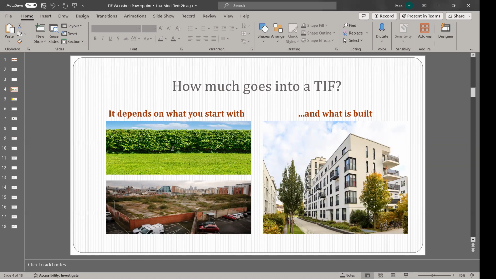Later on, what your TIF is going to actually generate will depend on what's actually built on there. On the right, we're looking at apartment units, but these could be offices, they could be a new commercial park. Even if someone just built a single house on there, that is still going to be value added to your TIF district.